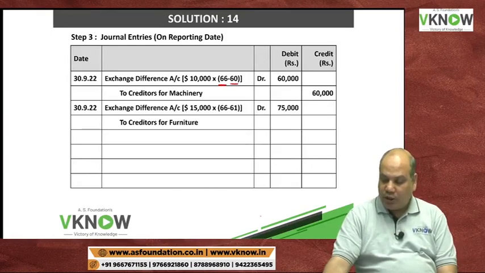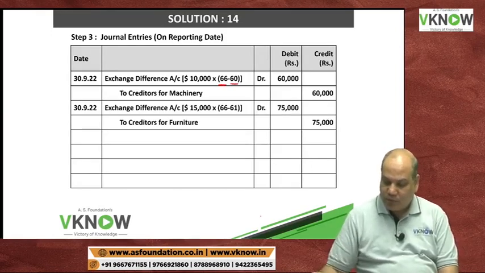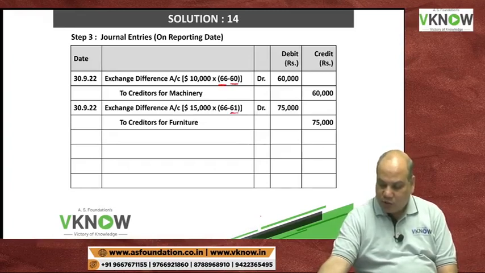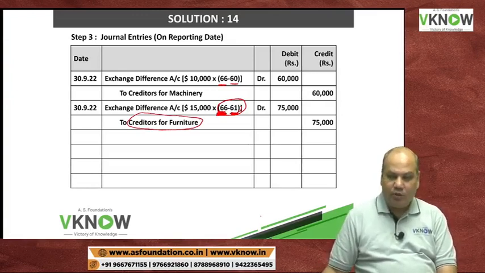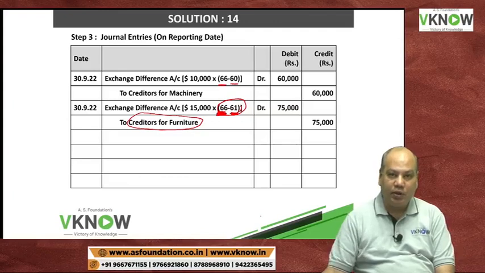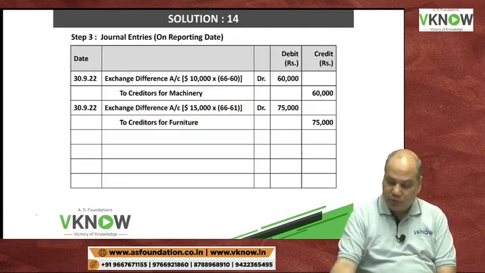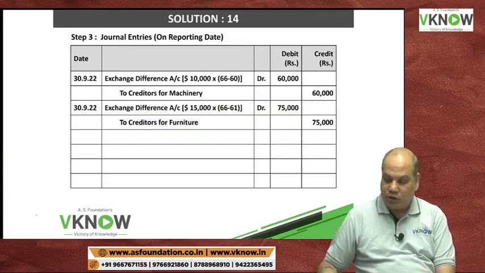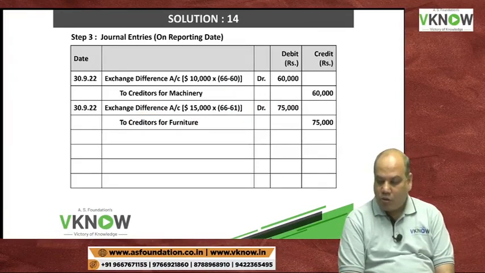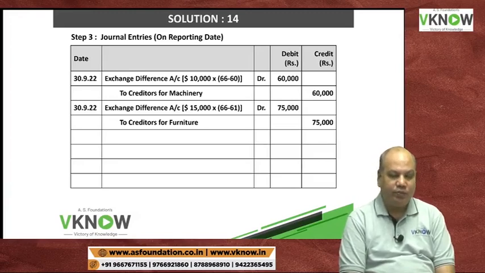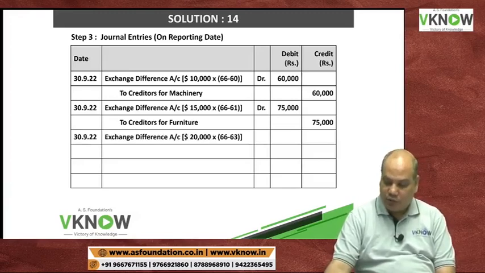Now we'll come to creditor for furniture. When furniture was purchased, the rate was 61. On the reporting date, the rate is 66. So by 5 rupees, the creditor for furniture will increase. Entry will be exchange difference account debit 75,000, that is 15,000 into (66 minus 61), to creditor for furniture.